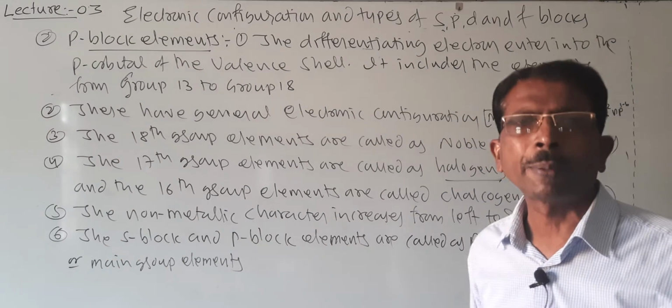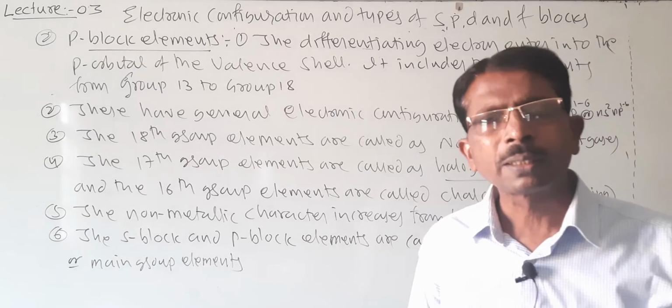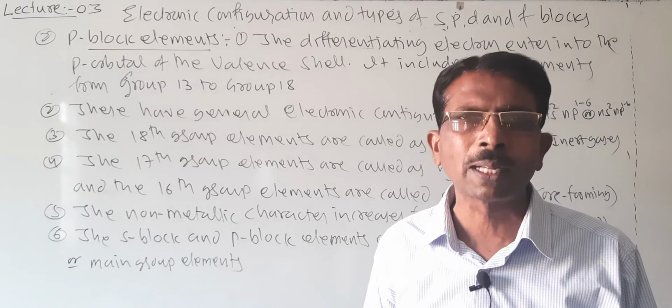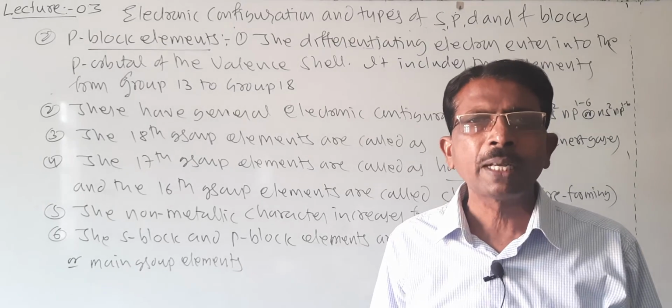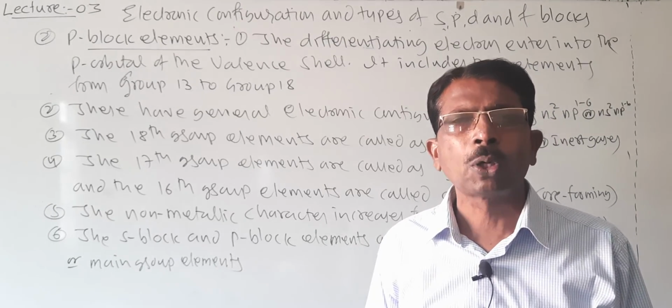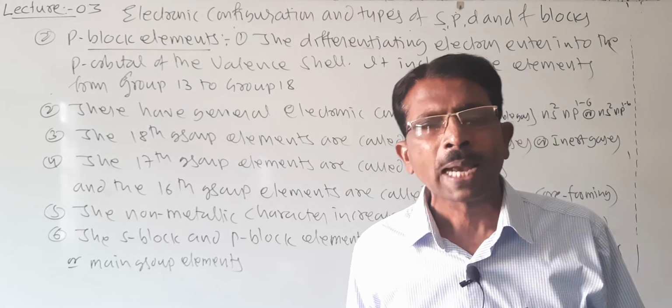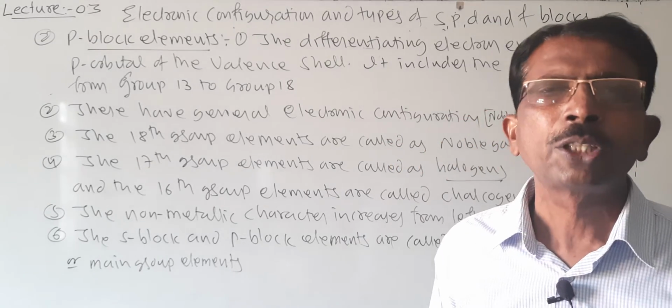And the 17th group elements are called halogens. These are sea salt forming. Sea salt forming means they are mostly found in the sea: chlorine, bromine, fluorine, iodine. Iodine, bromine and chlorine are found in the sea. And the 16th group elements are called chalcogens.